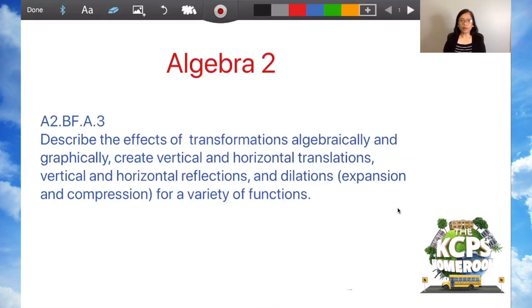Today we're going to focus on this standard in Algebra 2, A2BFA3, which is describe the effects of transformations algebraically and graphically, create vertical and horizontal translations, vertical and horizontal reflections, and dilations, namely expansion and compression for a variety of functions.